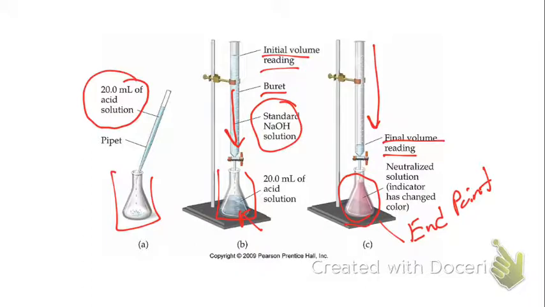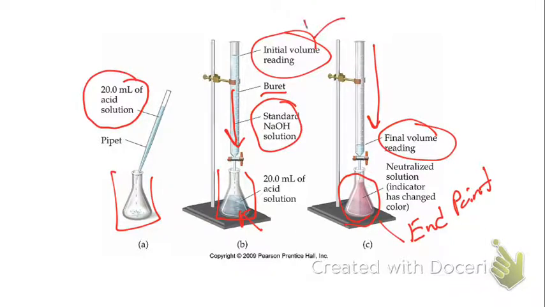So essentially, some important measurements to make are the initial volume of the base, and then the final volume of the base that was added. These two measurements right here are critical in doing a titration. The other measurement that's critical in the titration is knowing the original amount of acid that you added, the original volume of acid that you added to the flask. Okay, so keep that in mind as you do titrations.